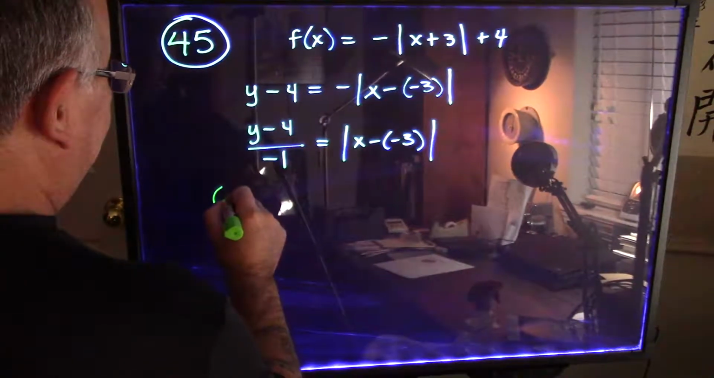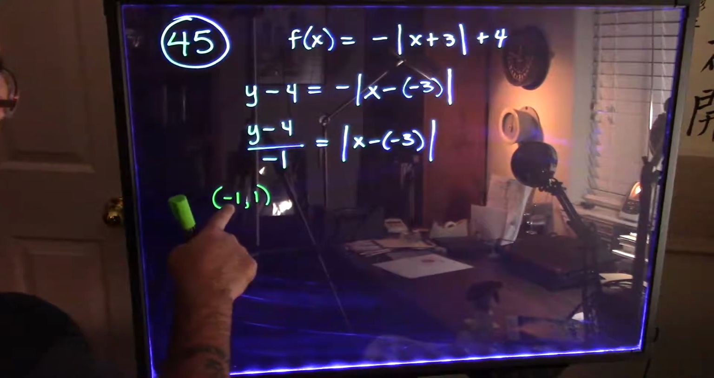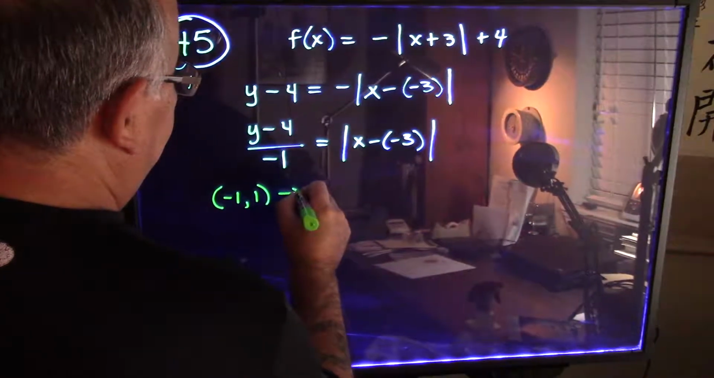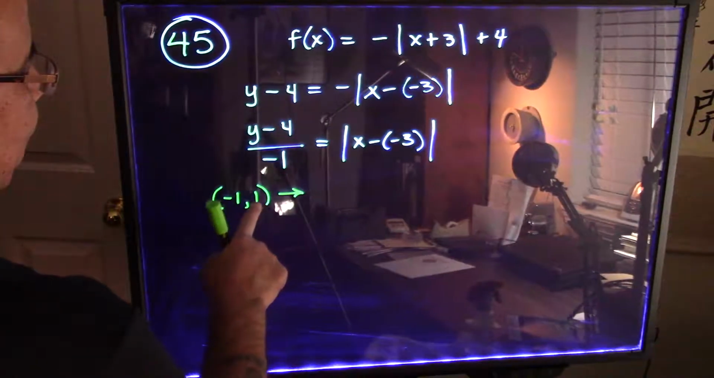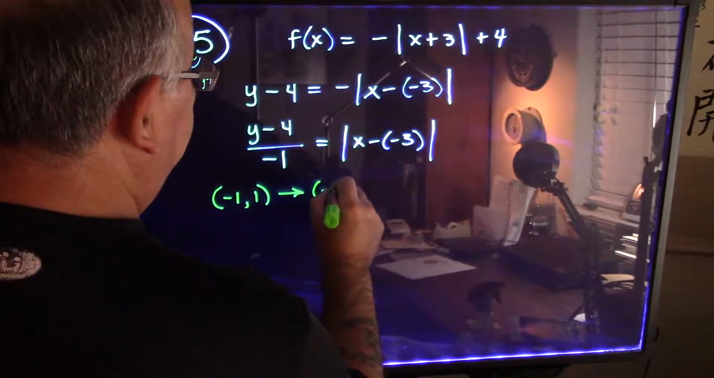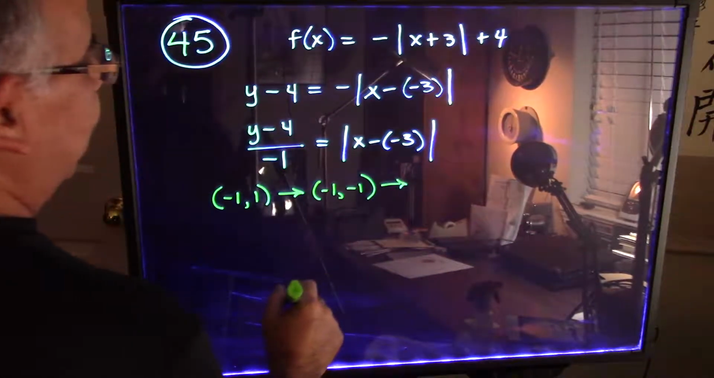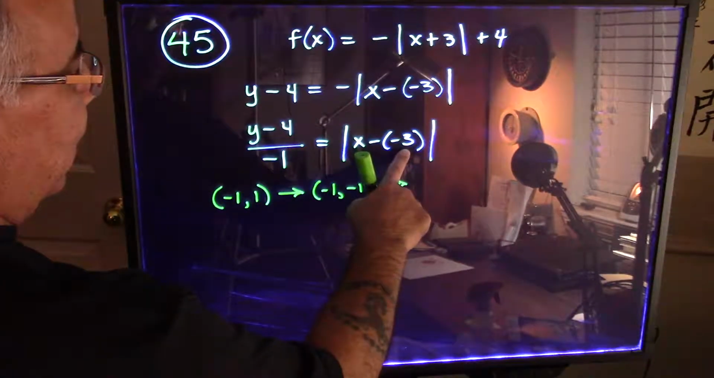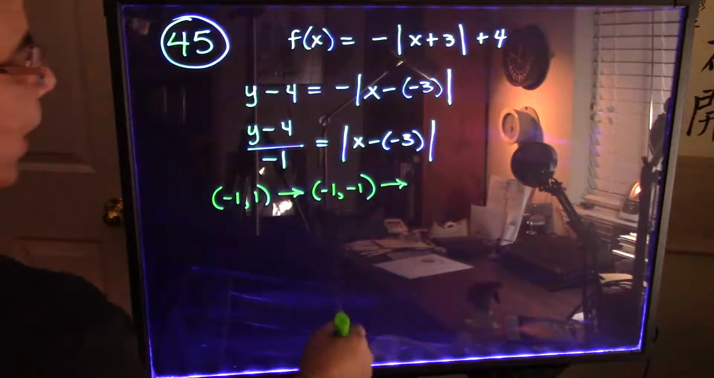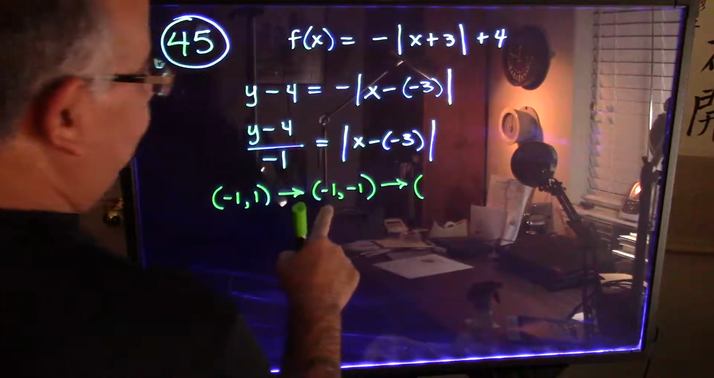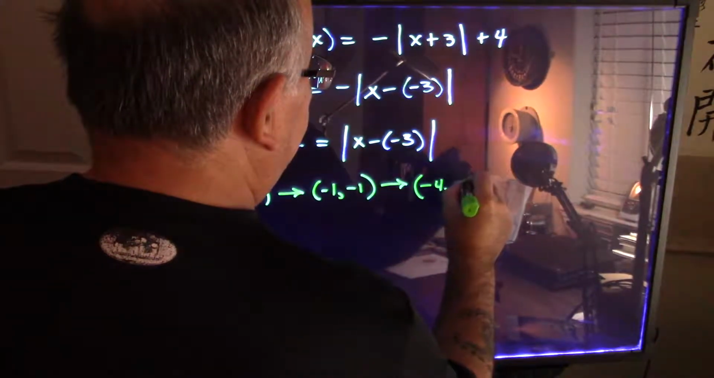negative 1, 1, for example, which is on y equals absolute value of x, and first apply the reflection, multiply the y coordinate by negative 1, so that becomes negative 1, negative 1. And then you can apply the shifts, alright, in either order. Let's do this one first. This is a left shift, so you add negative 3 to the x coordinate, alright, it's next to the x, so add it to the x coordinate. Negative 3 added to negative 1 is negative 4. Negative 1.